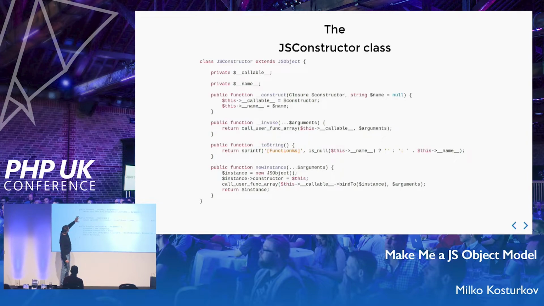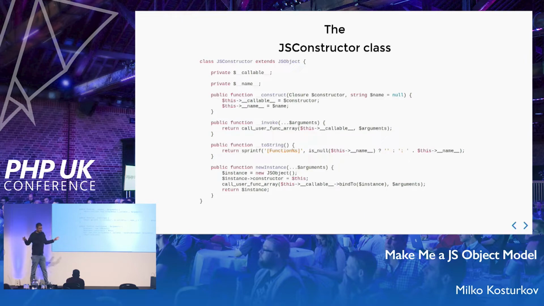Now, remember, constructor functions in JavaScript are just functions. So our JS constructor needs to be invocable because it needs to act as a function. So we're going to define the magic invoke method. And when our JS constructor instance gets invoked, so we try to use it as a callable, we'll just call the callable with the arguments passed to the invoked method.